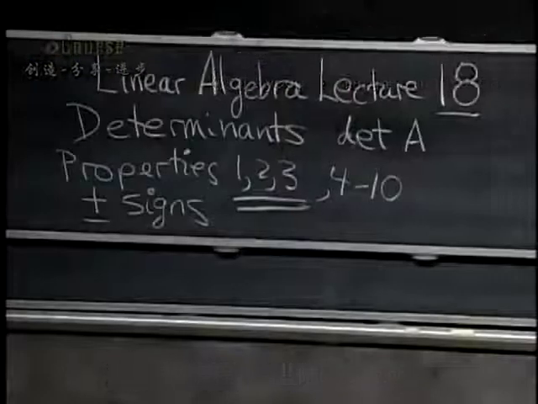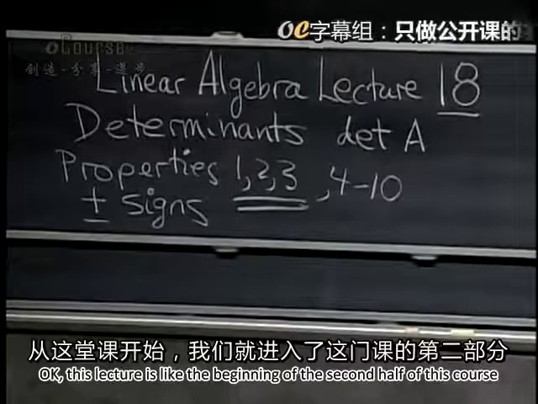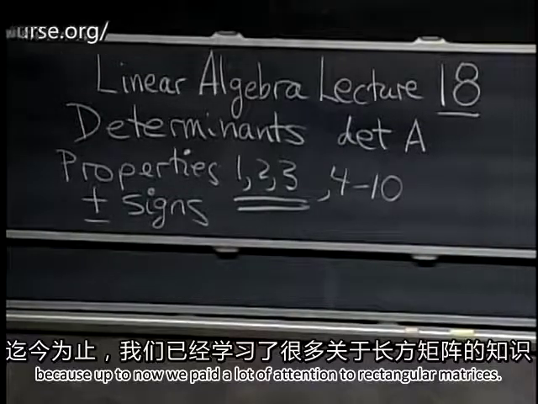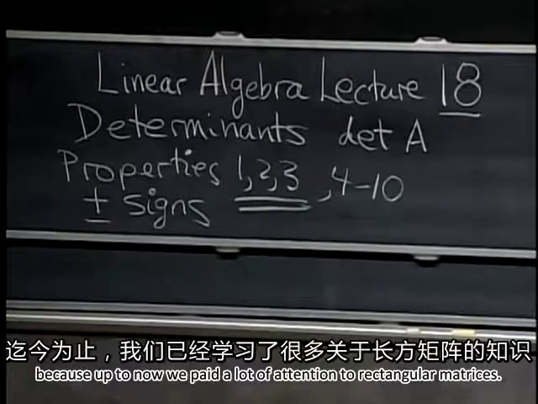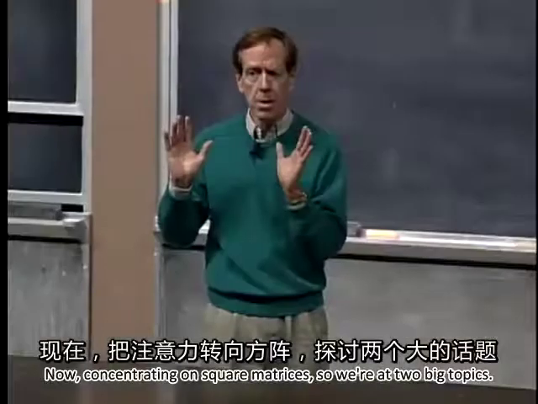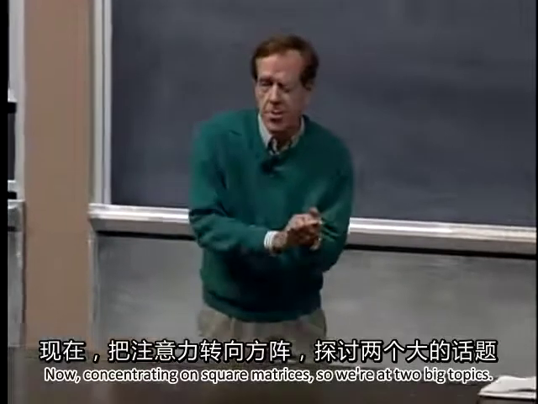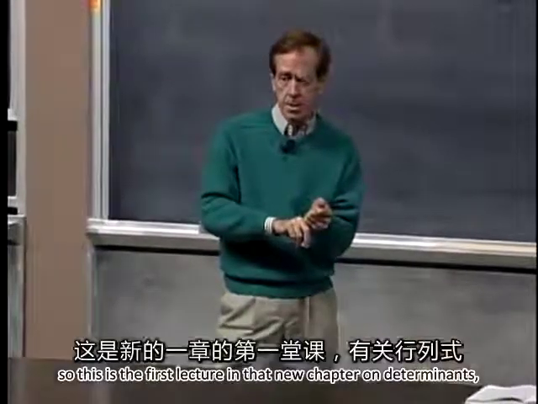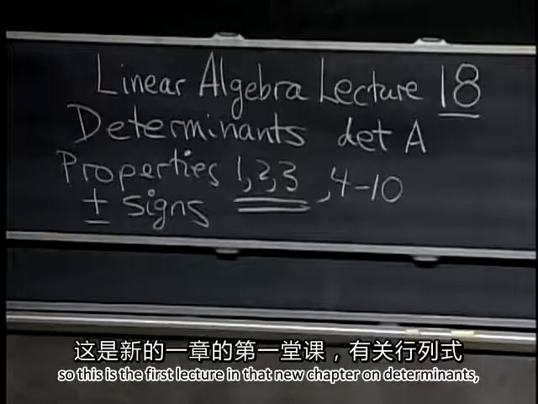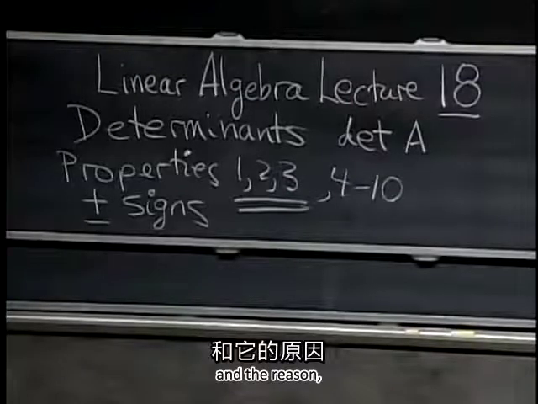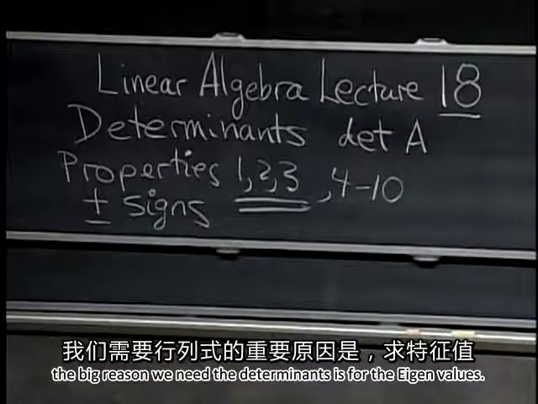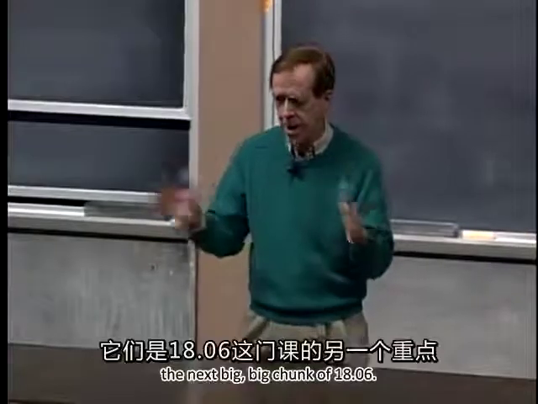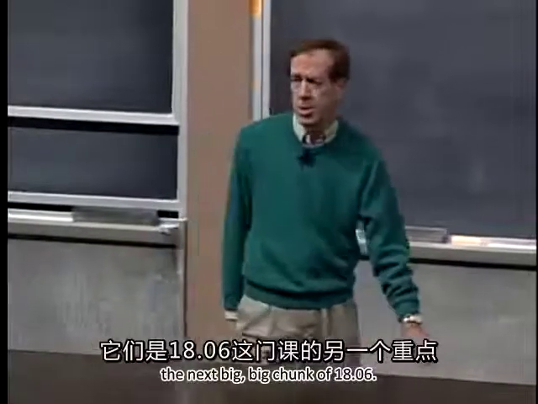Okay, this lecture is the beginning of the second half of this course, because up to now we paid a lot of attention to rectangular matrices. Now concentrating on square matrices, we've got two big topics: the determinant of a square matrix. This is the first lecture in that new chapter on determinants. And the big reason we need determinants is for the eigenvalues. So this is really determinants and eigenvalues, the next big chunk of 18.06.